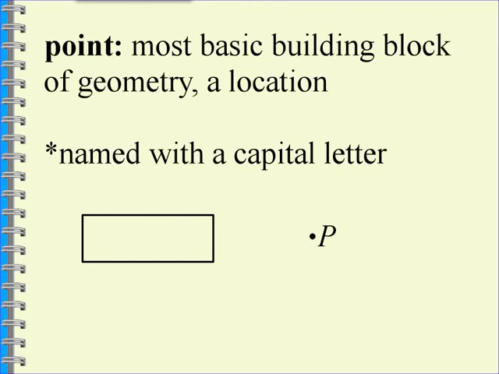Everything builds upon a point. That is probably the biggest thing you need to remember. Everything builds upon a point. Without a point, we couldn't have a line. Okay? Without points, we couldn't have planes. Without points, we couldn't have segments. We couldn't have rays. So a point, the most basic building block of geometry, is a location. It is named with a capital letter.